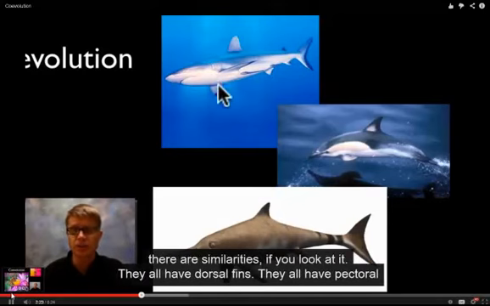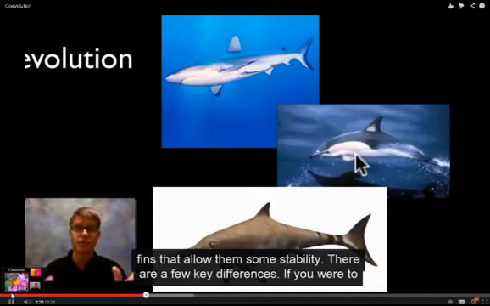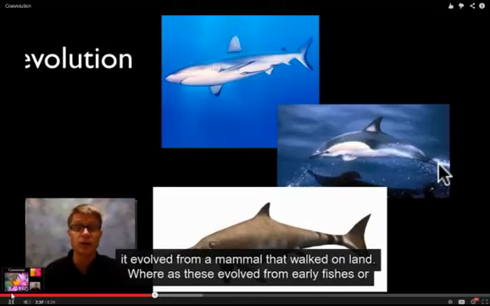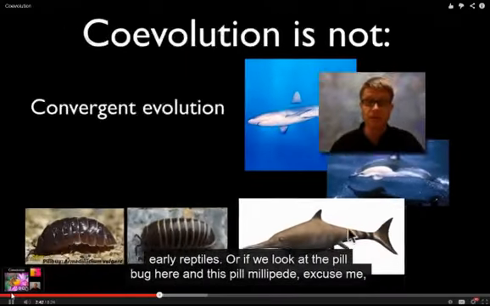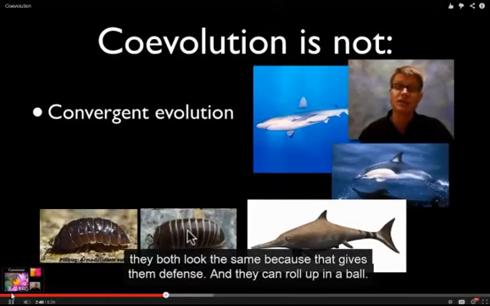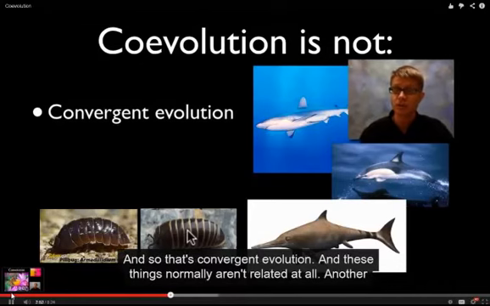Even though there are similarities, they all have dorsal fins. They all have pectoral fins that allow them some stability. There are a few key differences. The dolphin's going to have a horizontal caudal tail, and that's because it evolved from a mammal that walked on land, whereas these evolved from early fishes or early reptiles. Or if we look at the pillbug and this millipede, they both look the same because that gives them defense and they can roll up in a ball. And so that's convergent evolution, and these things normally aren't related at all.